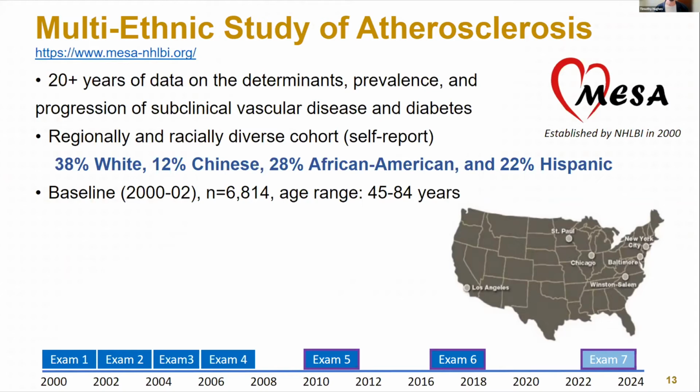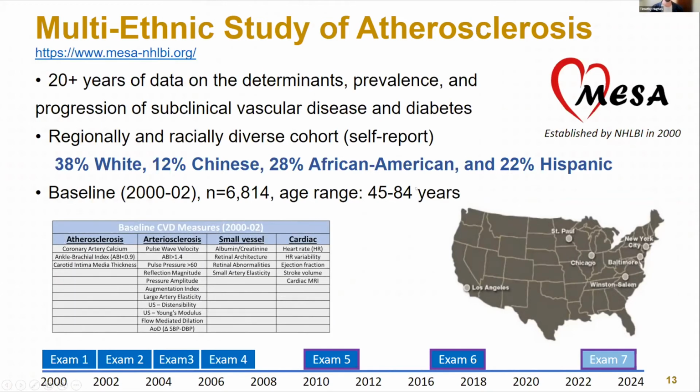At baseline, 38% of participants were recruited to be non-Hispanic white, 12% Chinese, 28% self-reported as Black or African American, and 22% self-reported as Hispanic. The cohort size was 6,814 at baseline in the year 2000 to 2002 and ranged between the ages of 45 to 84.